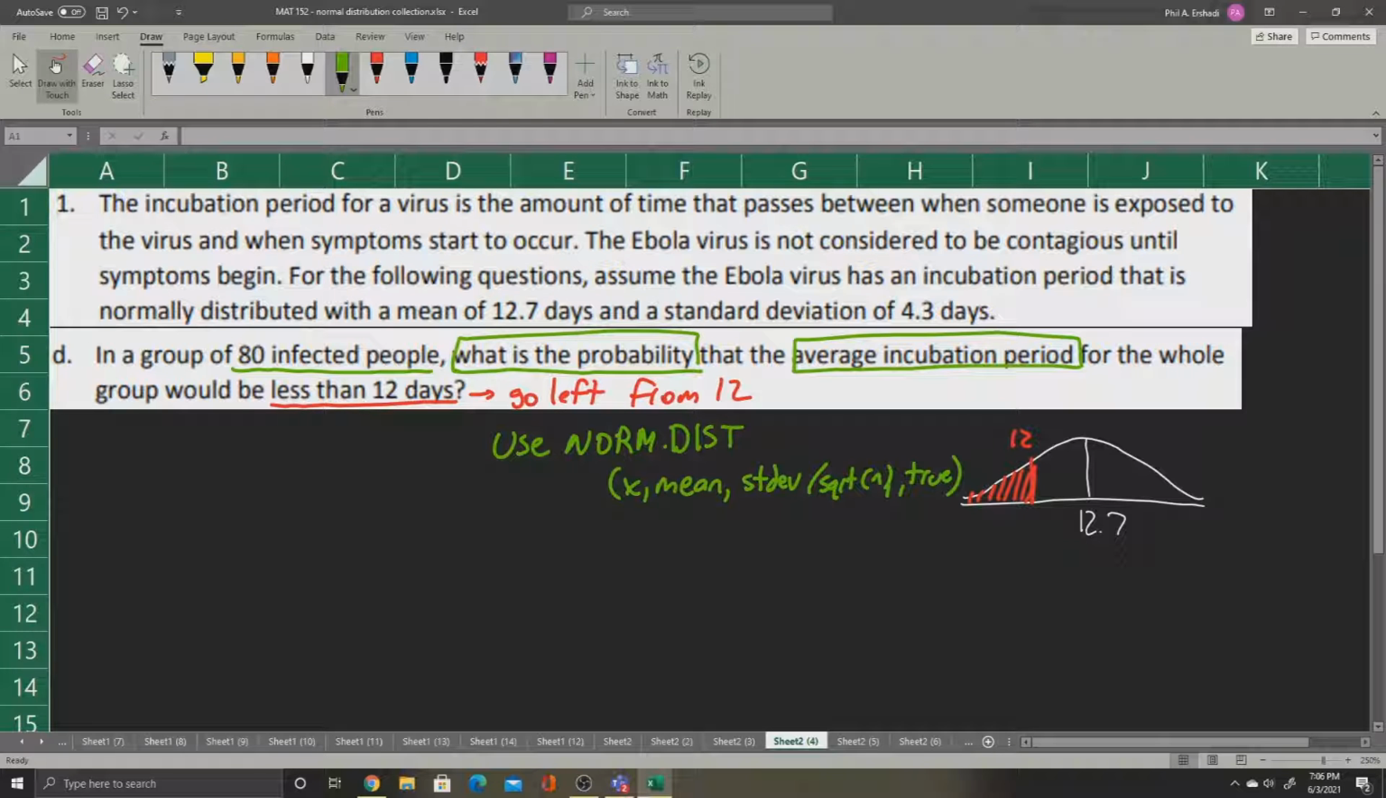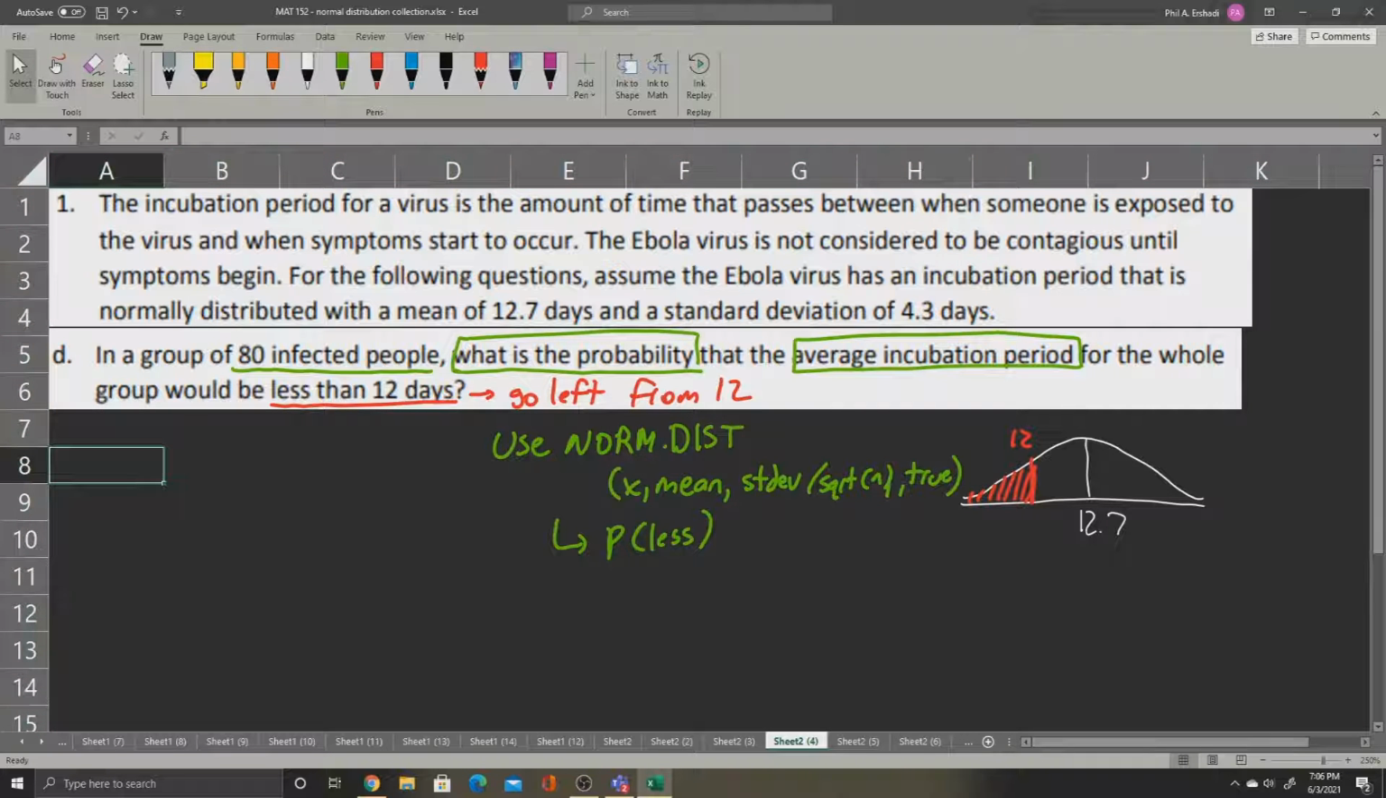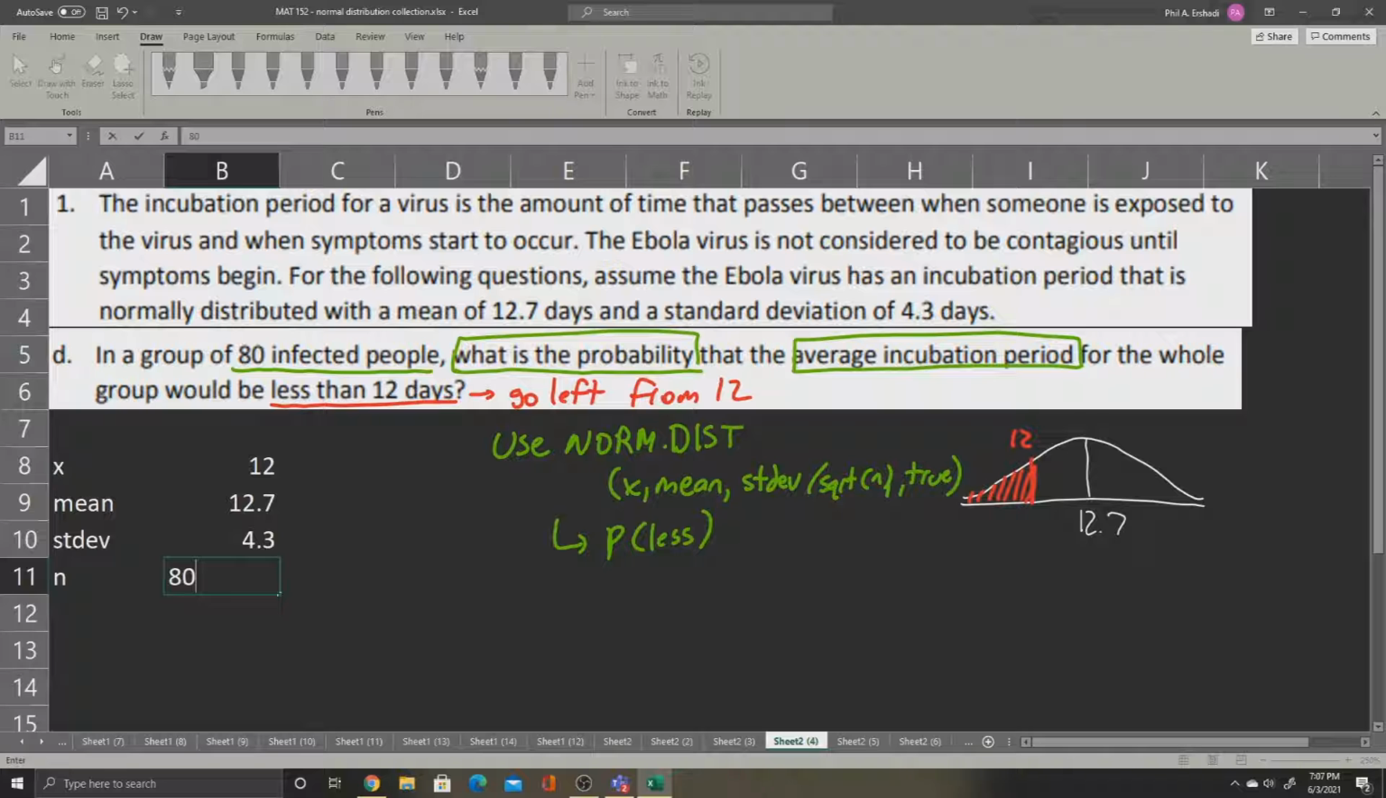From this, we will get p less. Now, we're not interested in being greater this time because the question says that we want the less, because we shaded on the left side of this graph. So once again, we'll collect our pieces. We need x, mean, standard deviation, n. Our x this time was 12. Our mean was 12.7, standard deviation 4.3, and n was 80.